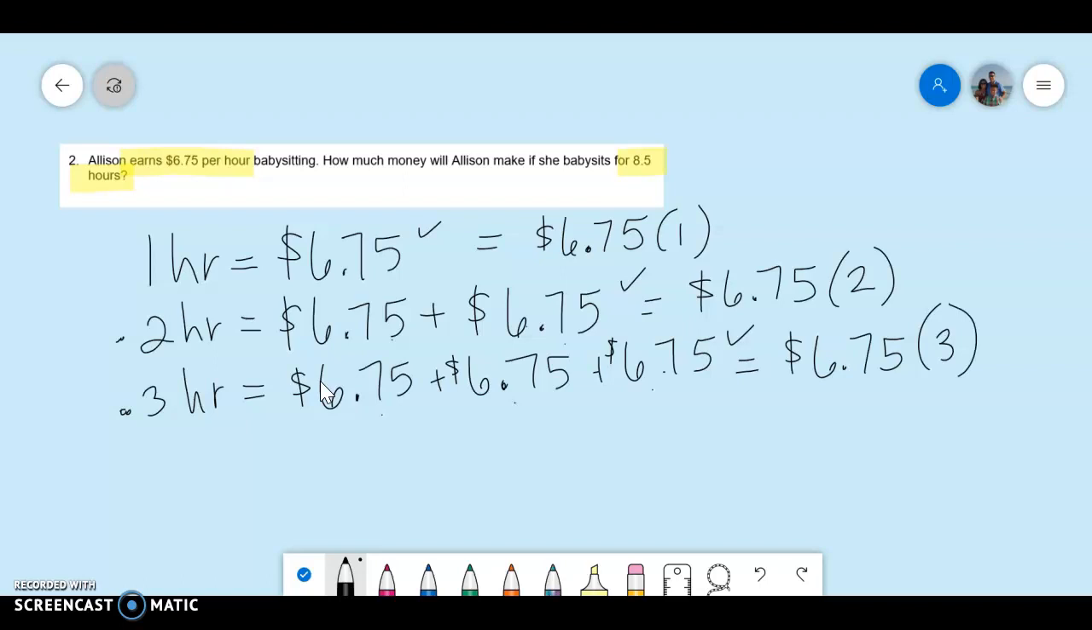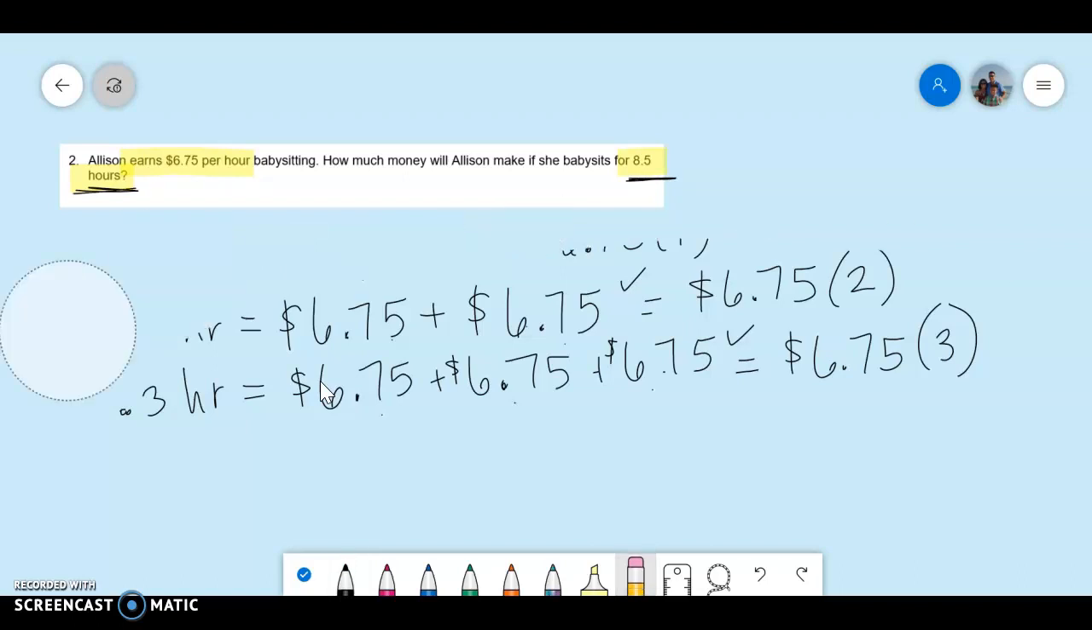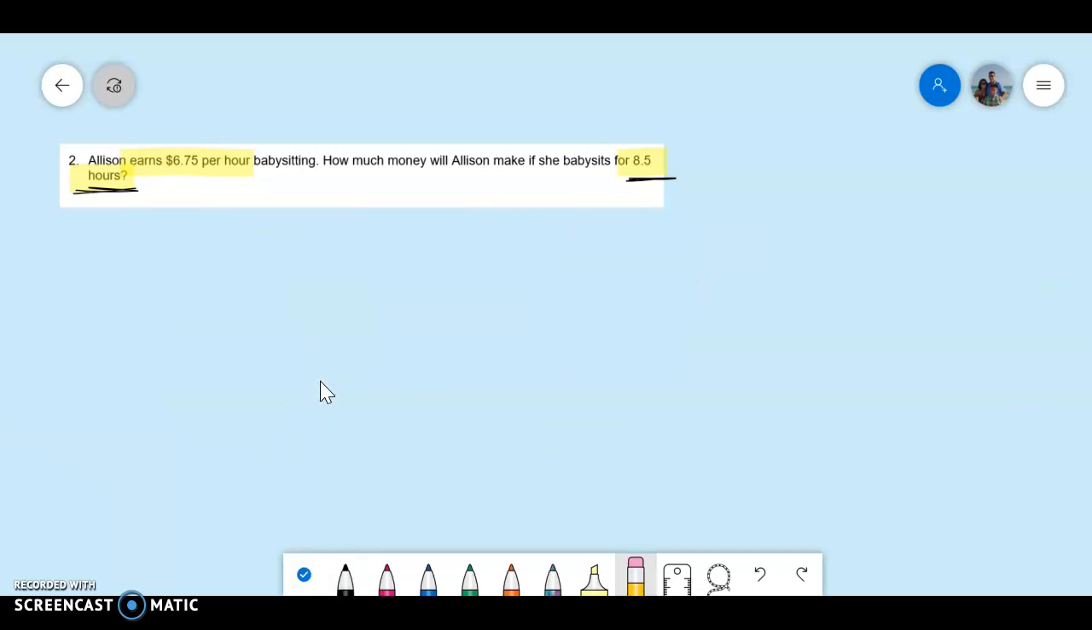Our problem says that we get to babysit for 8.5 hours. That's like a full work day. So what we're going to do is take that $6.75 and multiply it by 8.5 hours. But what you have to know with multiplication and decimals is it's not necessary to line up the decimals like it is in addition and subtraction. So it's okay that this decimal is on the left and this decimal is further on the right. They will not line up.